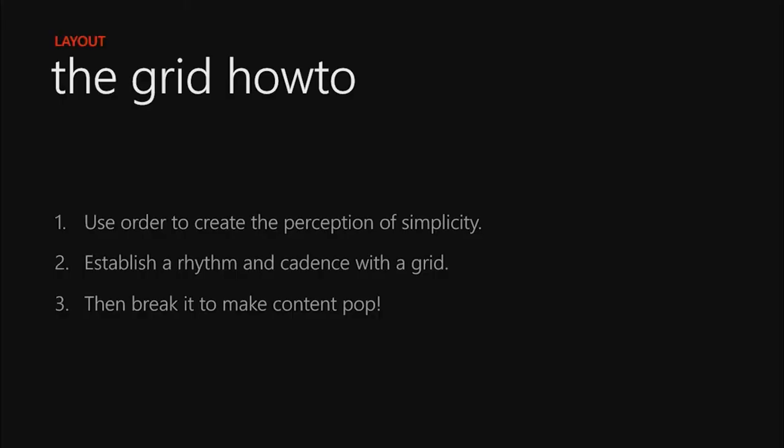1, use order to create the perception of simplicity. We realize that your application is not actually simple, that you've got data calls coming in, tons of different content, tons of different menu items. But if you put it all in a nice layout using our controls, our system tray, and our app bar, we have put a lot of user research and a lot of work into trying to create a system that will be simple and functional for the user.